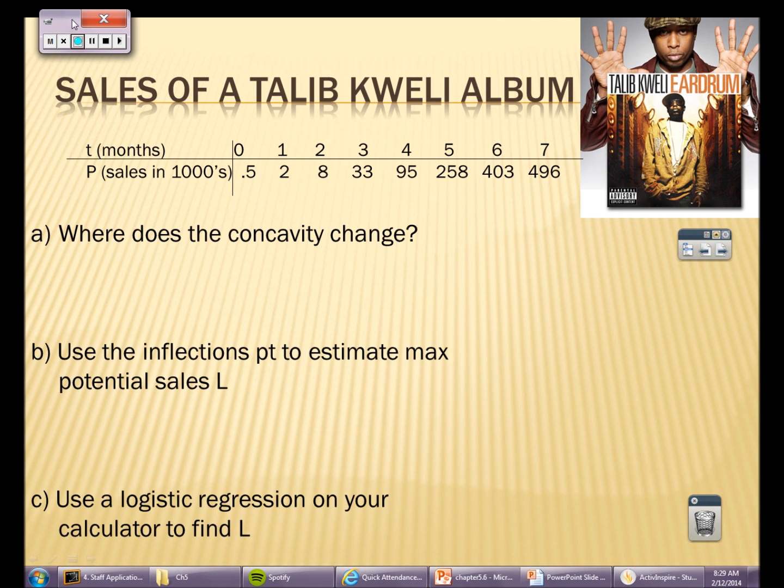Your textbook gets a little bit more advanced than what we need when we're talking about logistic growth. I'm going to keep it pretty basic with the following example. So here I have the sales of an album. t is representing months from the time it was released, 0 through 7, and then P is representing the sales in thousands. I'm going to answer these 3 questions.